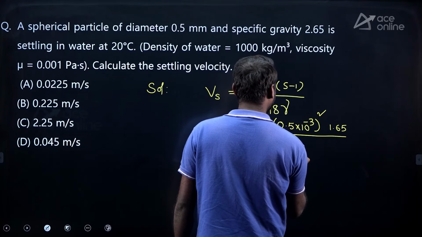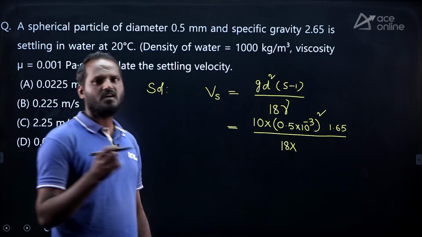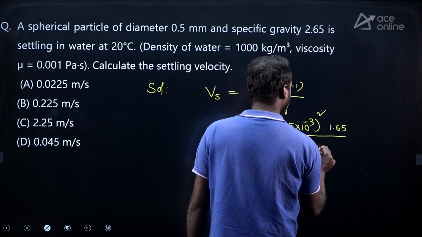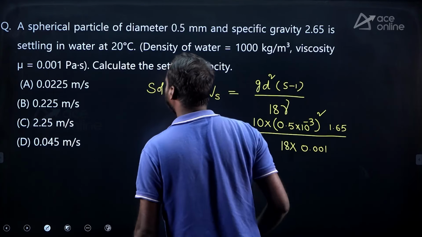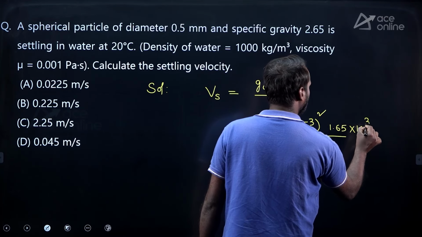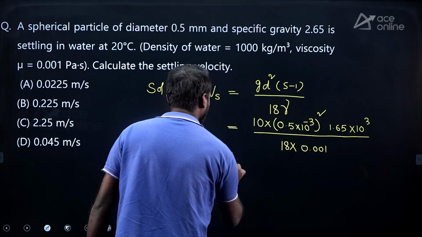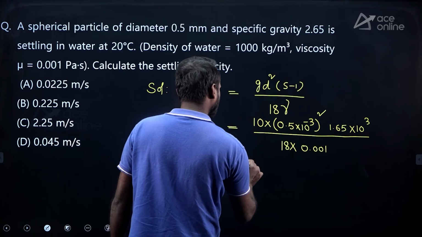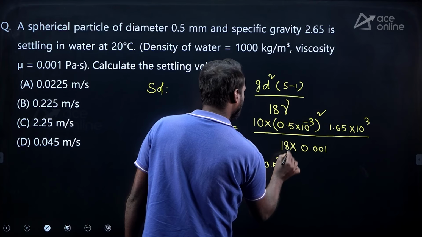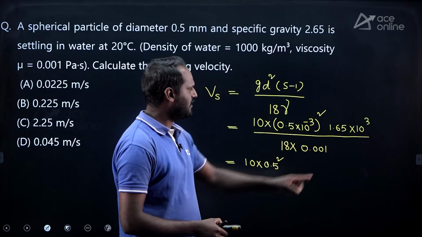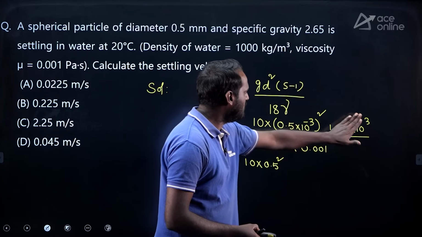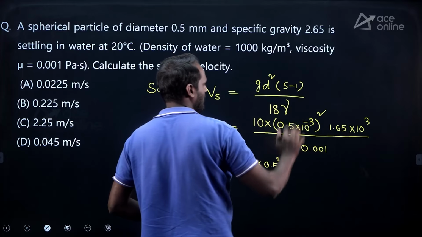Okay, 18 into kinematic viscosity means viscosity by density. What is viscosity? Viscosity 0.001 Pascal second. This is in units only. By density, I am taking the density here 10 cube, right? This is the thing. See, if you evaluate, be very careful here. 10 into 0.5 square, 10 to the power of minus 6. Here 10 cube, 1 by 1000, right? 0.001. 10 to the power of 6, 10 to the power of minus 6. You can cancel.